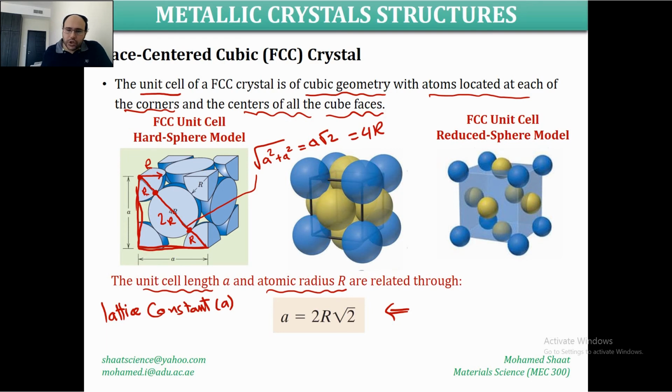Make sense? And something you should understand is that this atomic radius comes in nanoscale. Nanoscale is nanometer. 1 nanometer is equivalent to 10 to the negative 9 meter. So it is a very tiny, very small thing. It means that this a is a very small dimension. It comes in nanometers for many of the materials. Make sense? So this is from the geometry.